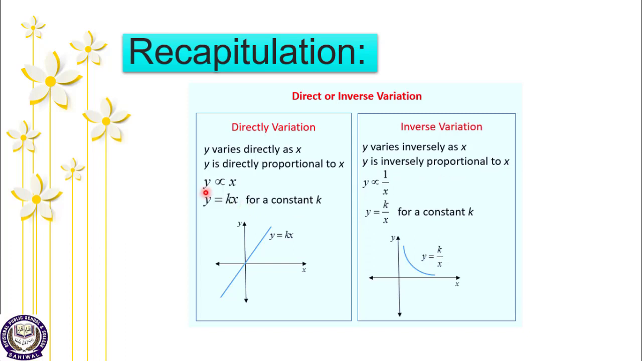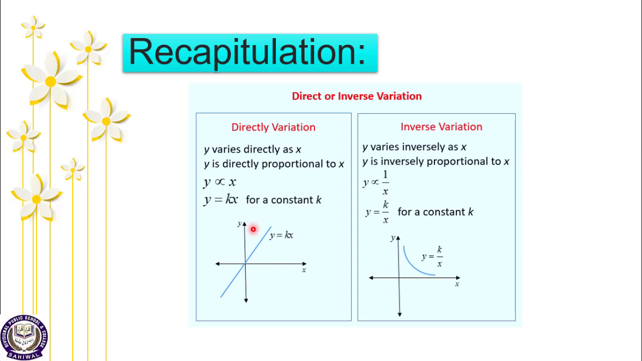The mathematical form to write direct variation is y is directly proportional to x. And the mathematical form to write inverse variation is y varies inversely with x, or y is proportional to 1 over x. When we replace the sign of proportionality in direct variation, we get y is equal to kx for some constant k not equal to 0. And when we replace this proportionality constant in inverse variation, we get y is equal to k over x for a constant k which is not equal to 0.